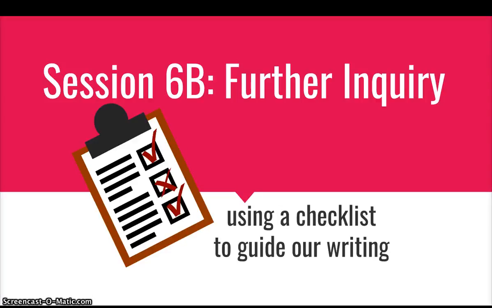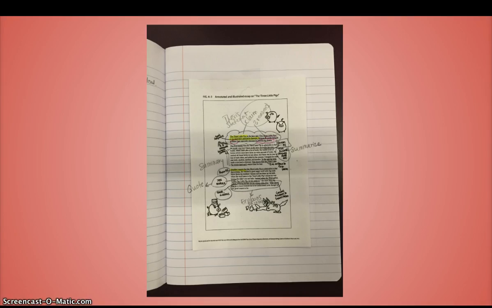Welcome to session 6B, Further Inquiry. In this session, we're going to look over a checklist to help guide our writing. Okay, so we have a mentor essay of a middle school literary essay to look at, but now we need to know how to get from our claim and reasons and our quotes and summaries to create sentences and paragraphs in order to convince our reader to believe us about our characters.